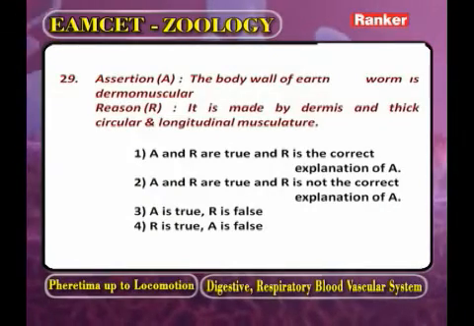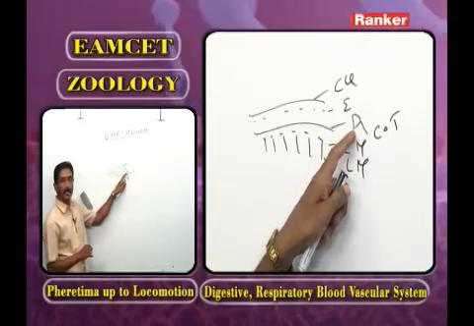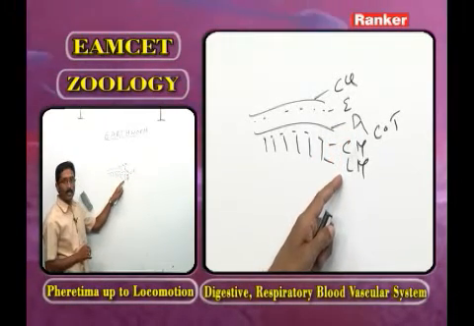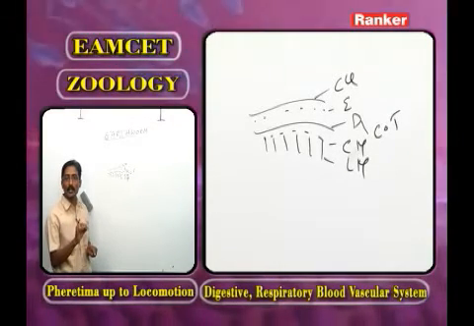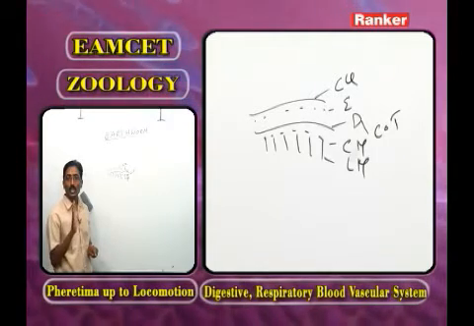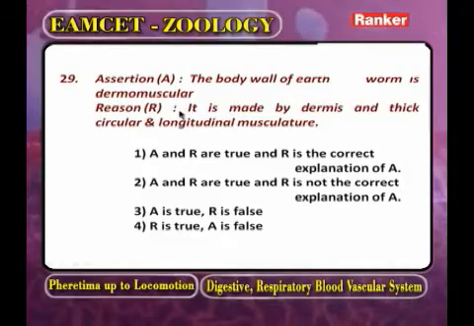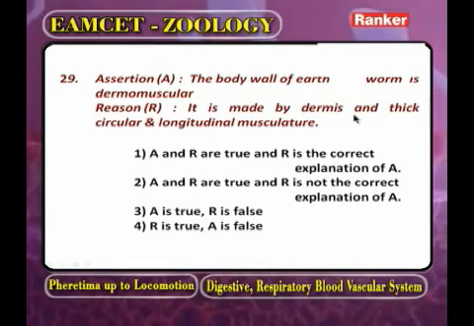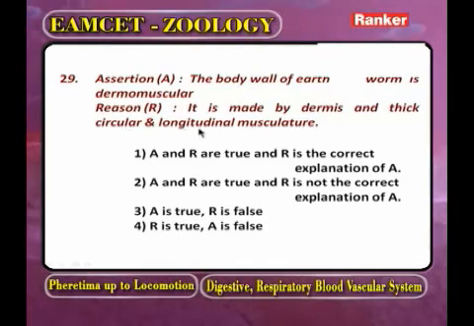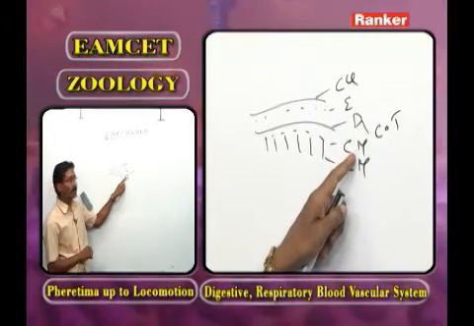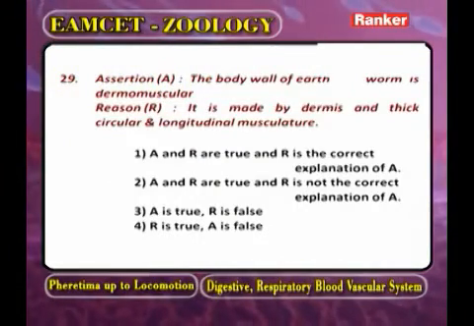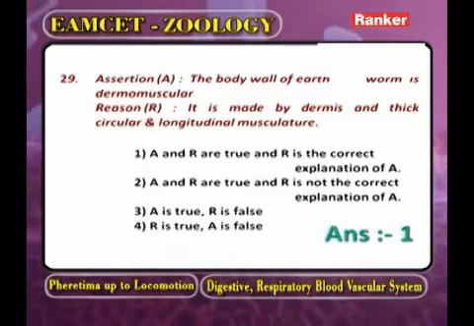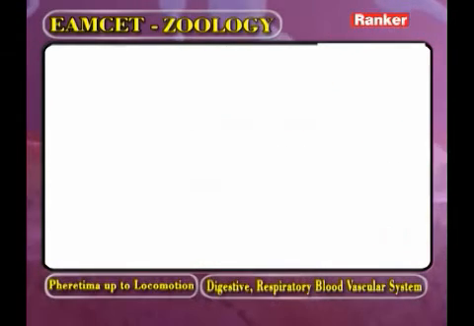The body wall of earthworm is dermomuscular because in the body wall what is present? The dermis. Attached to the dermis what are present? Muscles. So, no doubt it is dermomuscular. Due to the presence of muscles, the body wall is thick, no doubt. Now, the assertion is correct. What is the reason? It is made by dermis and thick circular and longitudinal musculature. Attached to the dermis, there are circular muscles and longitudinal muscles. So, A and R are correct. R explains A. So, the correct answer for this question is the first option. Now, move on to the next question.